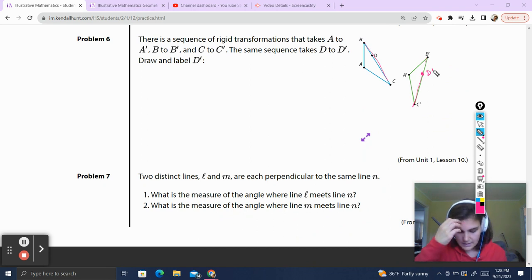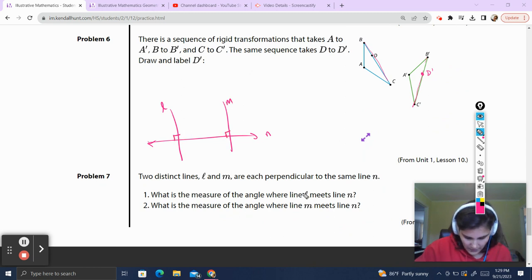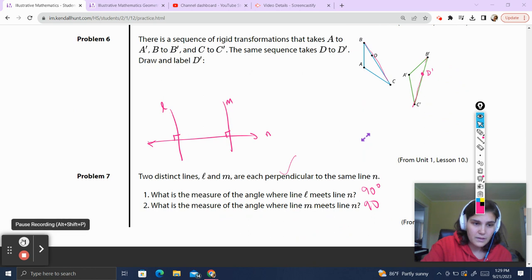Problem 7. 2 distinct lines, L and M, are perpendicular to the same line N. So we've got N, and then we're going to have L, and we're going to have M, and they're both perpendicular. What is the measure of the angle where line L meets line N? Well, they're each perpendicular, so we're going to say 90 degrees. What is the measure of the angle where line M meets line N? I'm going to say also 90 degrees because it is also perpendicular.